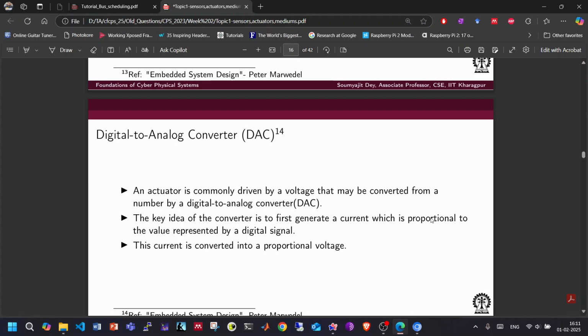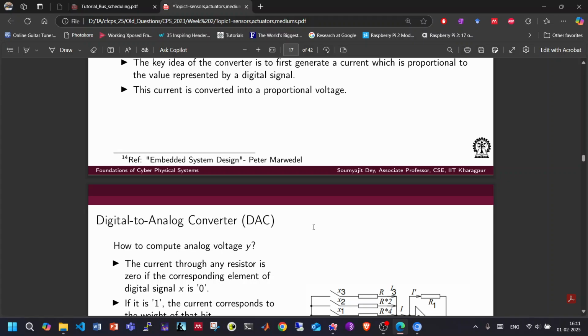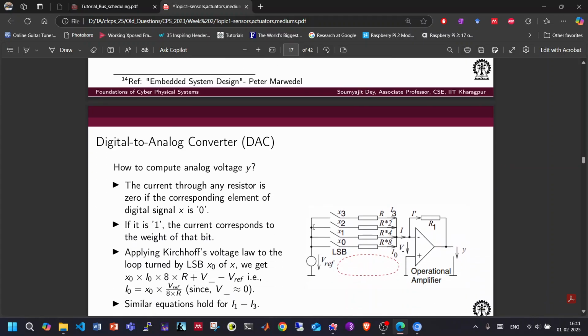Again, we need to convert the digital signal to the analog signal when we are actuating, right? Actuators will understand the digital signal, but eventually when they actuate on the physical plant, the physical domain does not understand the digital signal. So it has to be converted from digital to analog, and that is how the actuators understand what the controller is telling them. How does it do that?